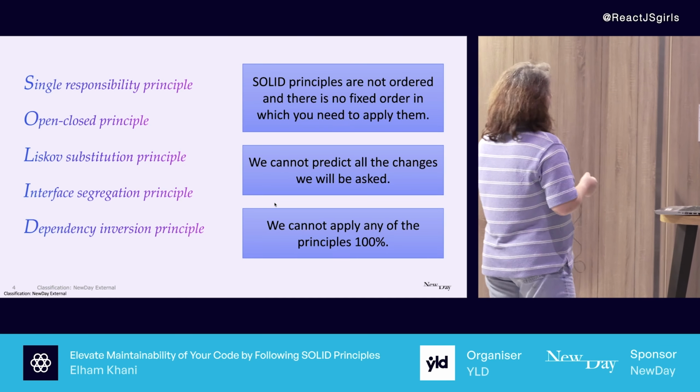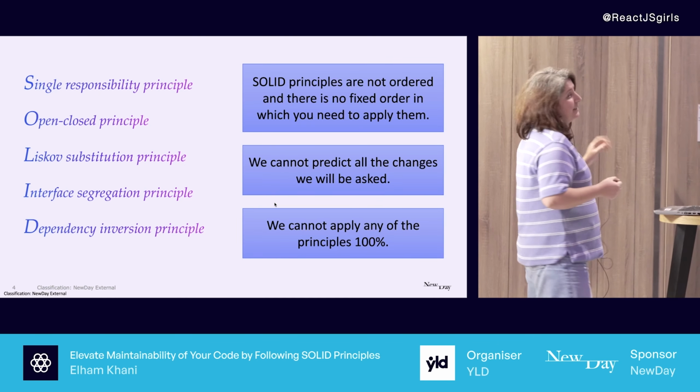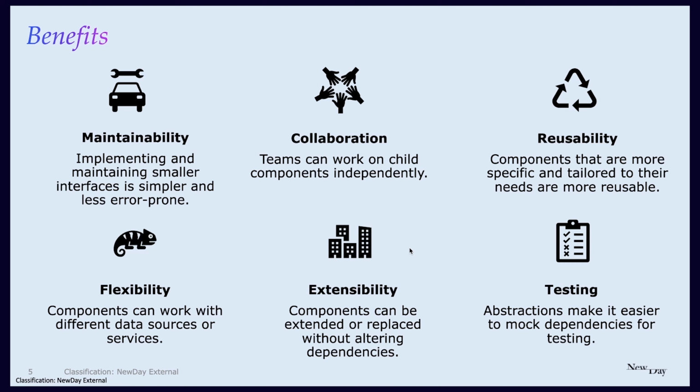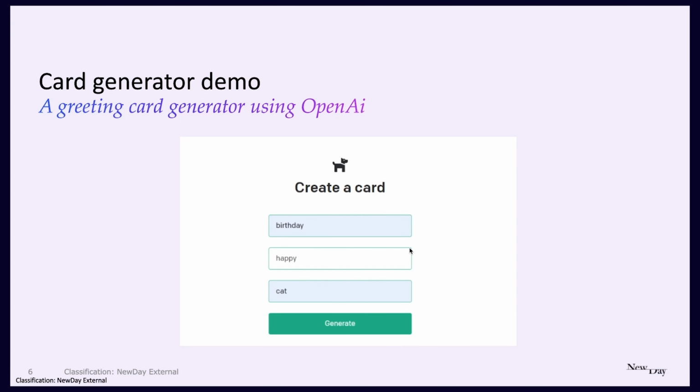Also, even in theory, you cannot apply any of these 100% in your code. It doesn't have any meaning. For example, you cannot have single responsibility 100% in your code. There's going to be one index.js file where you need to put a few things. There are so many benefits: maintainability, testing, because it's going to help you to decouple all these things. Reusability, it's going to make your life really, really easy.